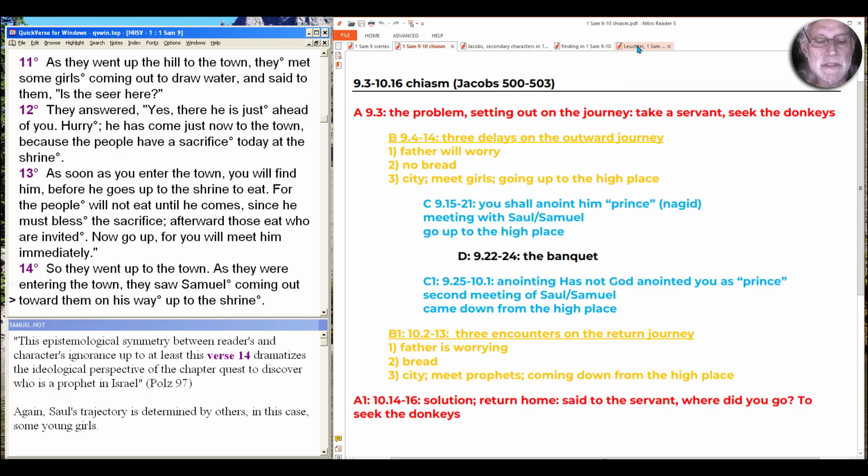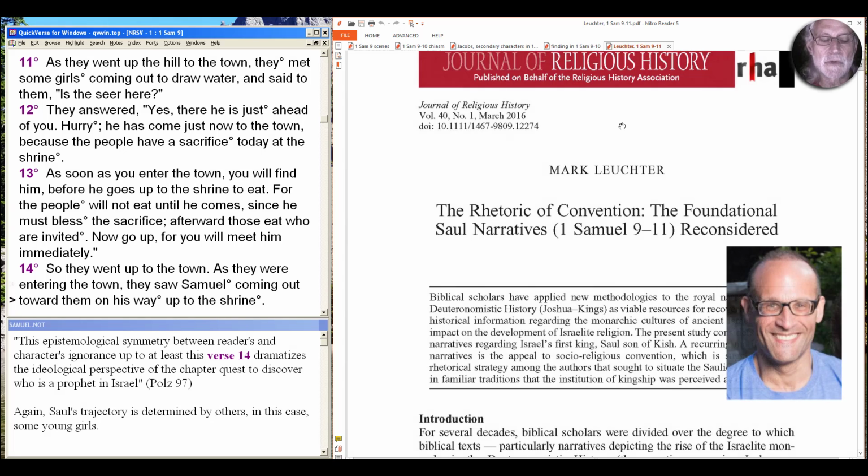Another person we're going to be using here that'll also highlight the importance of this section is Mark Leuchter, whose work I really like. Mark Leuchter, as you can see here, a scholar, but he's also a wonderful heavy metal guitarist and quite the weightlifter too, so a man of many talents. And here his piece, The Rhetoric of Convention, the Foundational Saul Narratives, 1 Samuel 9 to 11 Reconsidered, takes up the question of the possibility of an original pro-Saul narrative from the time of these events in the story that was then reshaped.